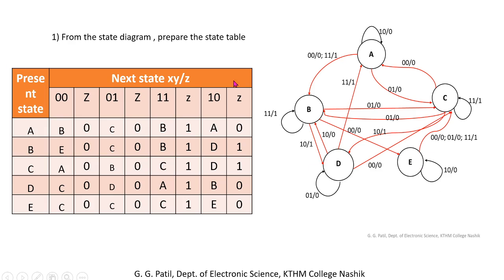So you might have understood how to prepare the state table from the given state diagram. Even though it appears somewhat complex, it is not so complex. It is very simple. You just have to follow the step by step method, so that we find it very simple and very interesting to prepare the state table from the state diagram. The rest of the states are to be filled from this state diagram only.